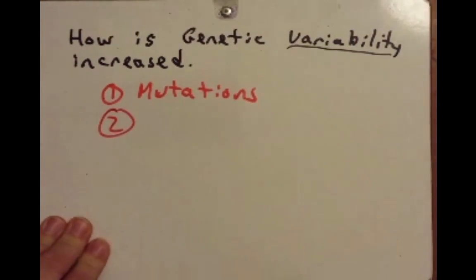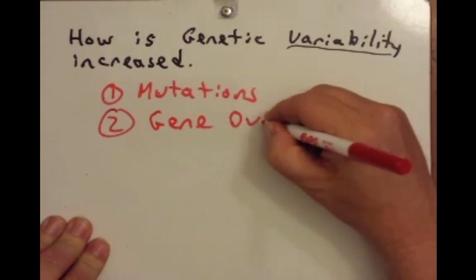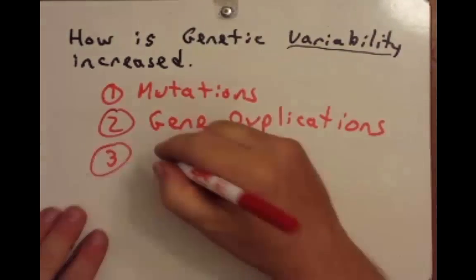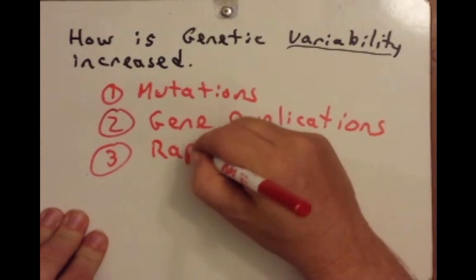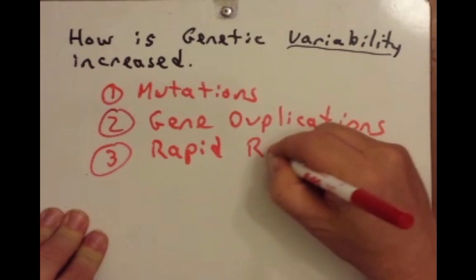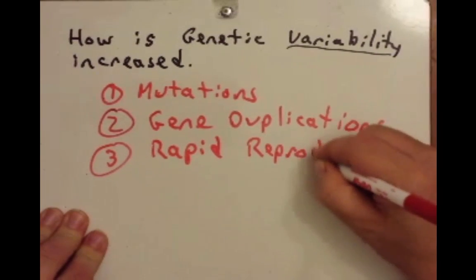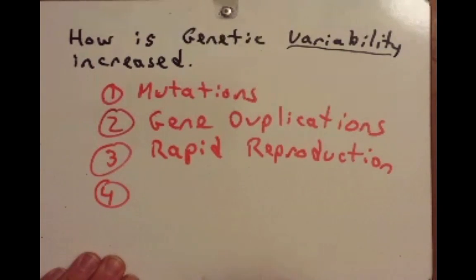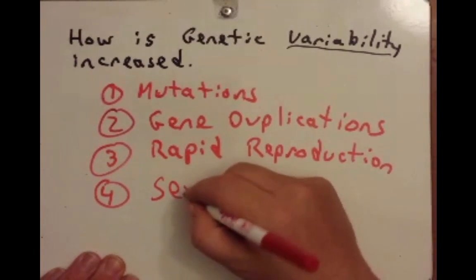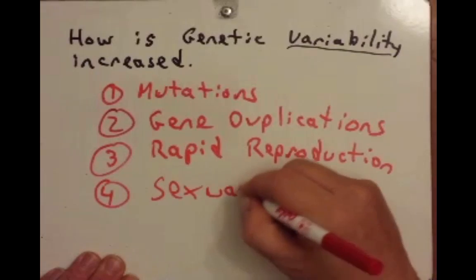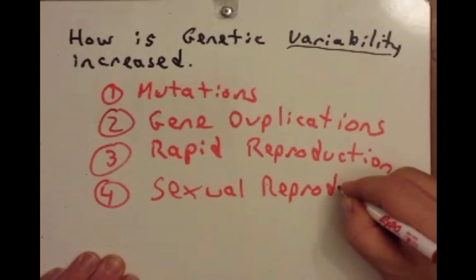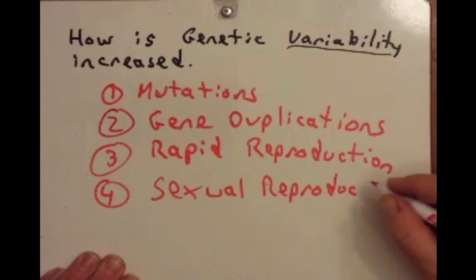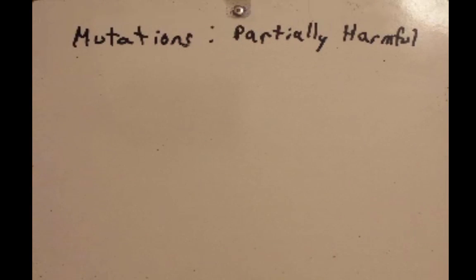The second one is gene duplications. The third is rapid reproduction. And then the fourth is sexual reproduction. Again, some of these we've already talked about, but let's look at them again and in some ways a slightly different view. Alright, so let's talk about mutations.